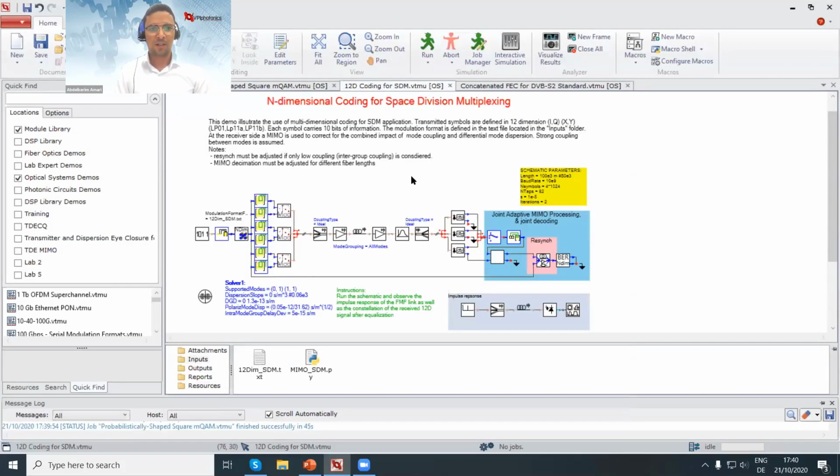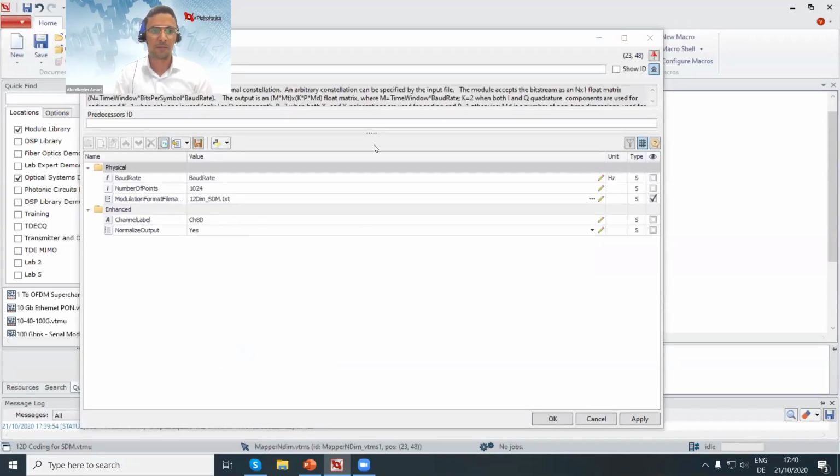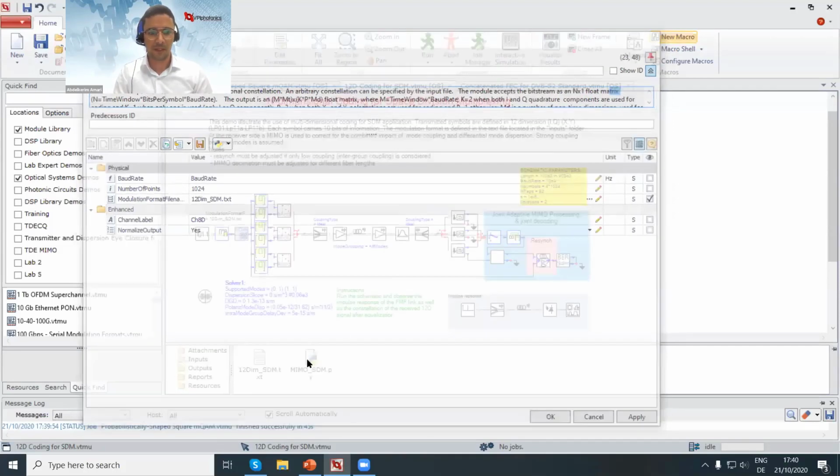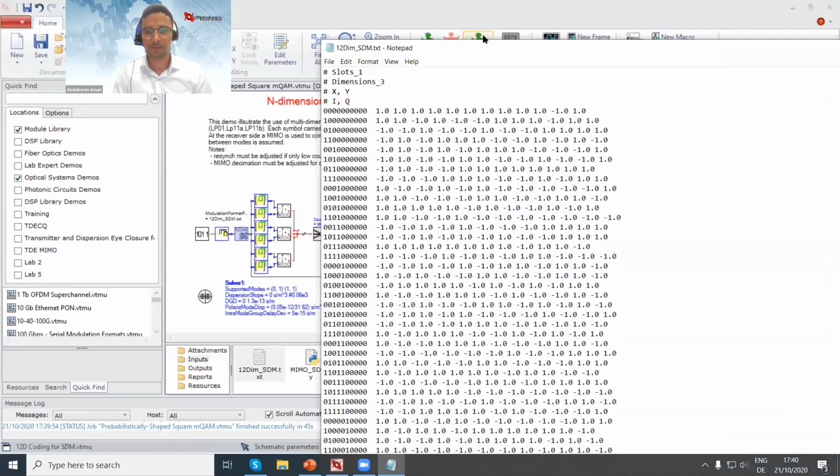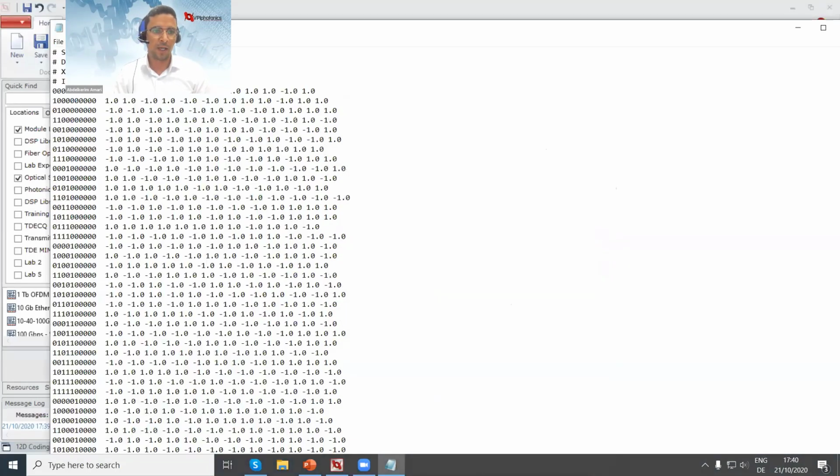The second demo is for n-dimensional coding for space division multiplexing. So we consider 12 dimensions for space division multiplexing, and we use this multi-dimensional mapper. The mapping is included as a file here, and you can see how it's done. Here we have the bit sequence and the corresponding symbols.